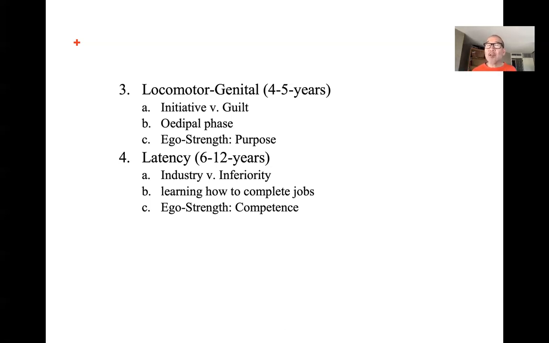The fourth stage is the stage of latency, kind of the quiet period, which even Freud had. Yeah, for Erickson, this quiet period, much like with Freud's notion, refers to the period of education for the 6-year-old until they become a pre-adolescent. Yeah, so 6 to 12.